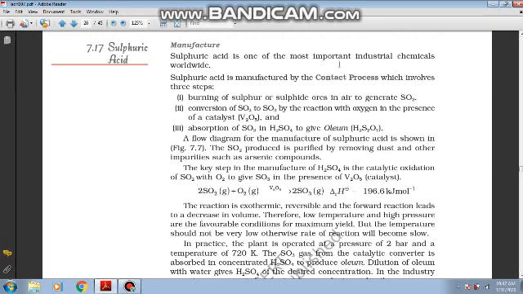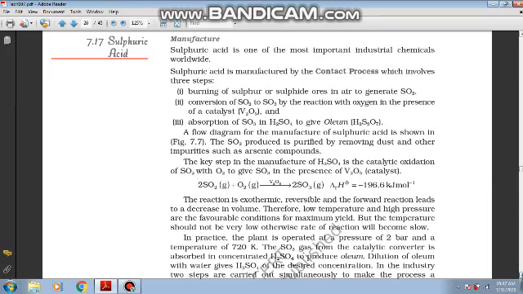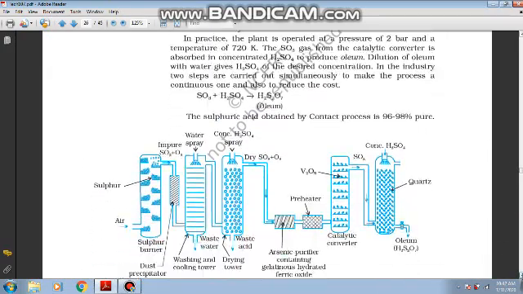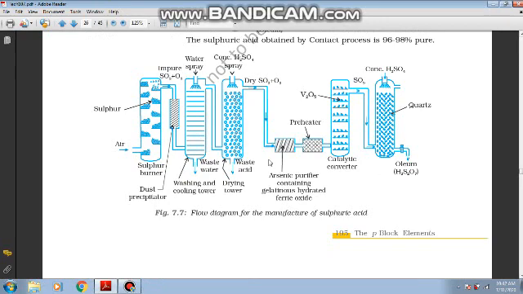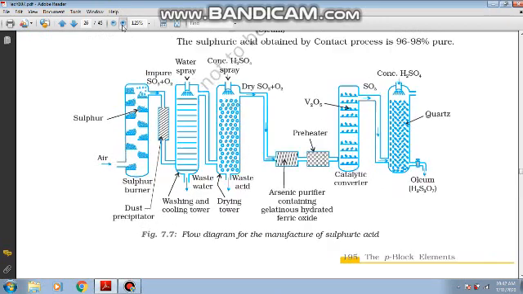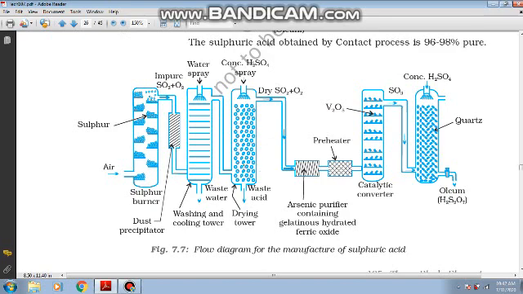So the process is called the contact process. Why? Because oxidation of sulfur dioxide to trioxide is done on the surface of vanadium pentoxide, and this brings a close contact between sulfur dioxide and oxygen. Fine. So children, this is all about your oleum. Now we shall understand this structure, this schematic diagram for the preparation of sulfuric acid.